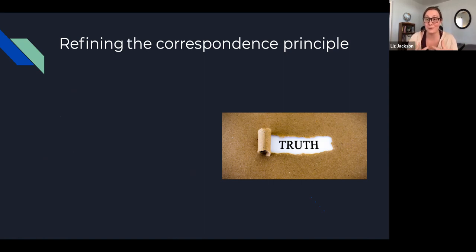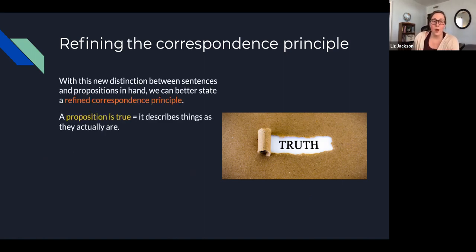And again, the correspondence principle is telling us the nature of truth. What does it mean for something to be true? What is truth? So instead of thinking about truth in terms of sentences, let's think about truth in terms of the idea or thought that's expressed by a sentence. And so what philosophers will often say is, what's true or false isn't ultimately a sentence, it's this thing, a proposition that we've been talking about. And a proposition is true when and only when it expresses or describes things as they actually are. So a true proposition corresponds to the world.